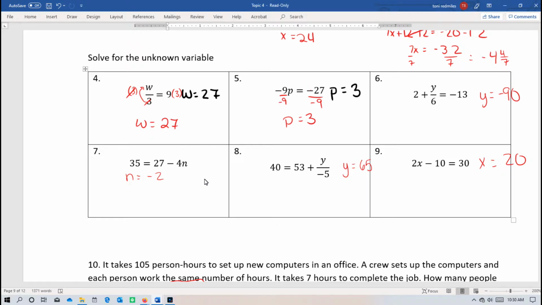All right, I'm going to rewrite this one first. I like to have my y first, as long as my y over 6 and my 2 are both positive, because they're positive here, and my 13 remains negative. I can move those around. All right, I'm going to subtract 2 from both sides. That's going to give me -15. The 6 is dividing the y, so I want to multiply it. A positive and a negative make a negative. 6 times 15 is 90.